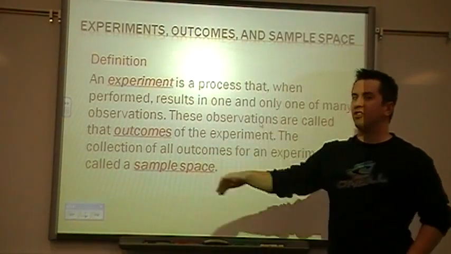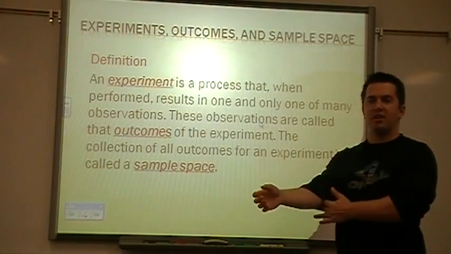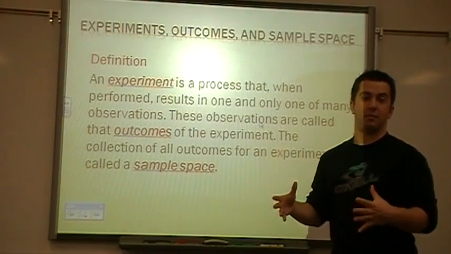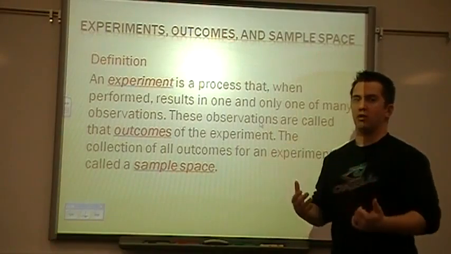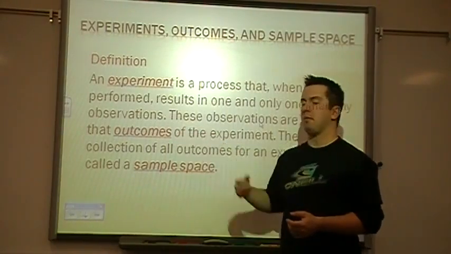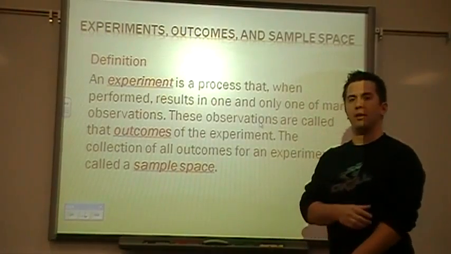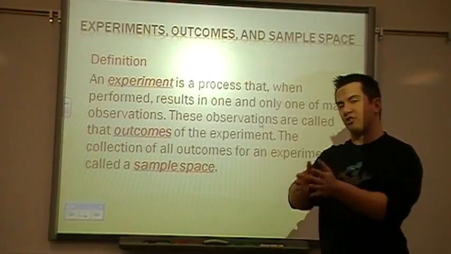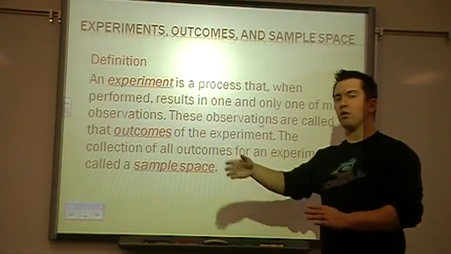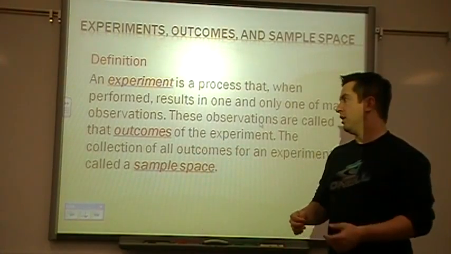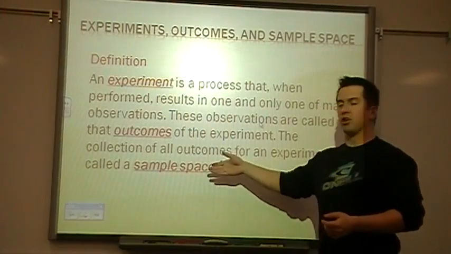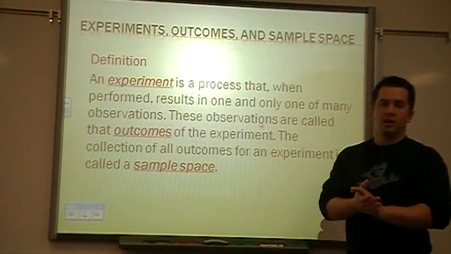An experiment is just like when you're in science class and you did something. When you do that thing, whatever it is, you get results. Those results are called our outcomes in probability. So flipping the coin is actually the experiment. The outcomes would be what happened. Did you get a head or did you get a tail? Then the collection of all those outcomes is called your sample space.